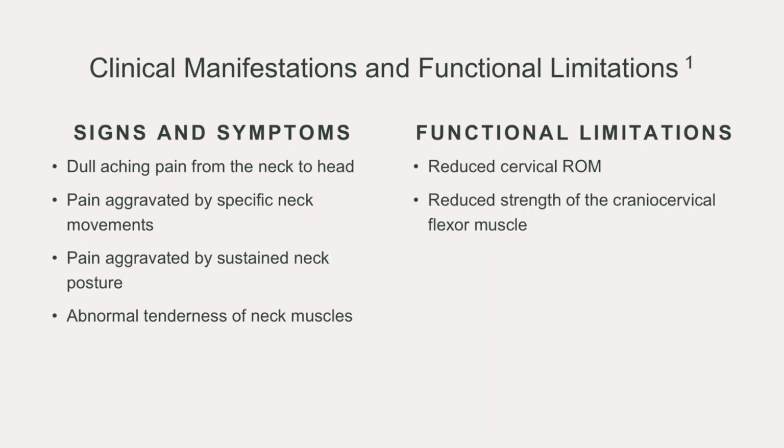And then for the signs and symptoms, some include dull aching pain from the neck to the head. Pain is aggravated by certain head movements or sustained neck posture, and abnormal tenderness of neck muscles. And then for functional limitation, a reduction in cervical range of motion and in the strength of the cranioflexor muscles is something that you find with these headaches.